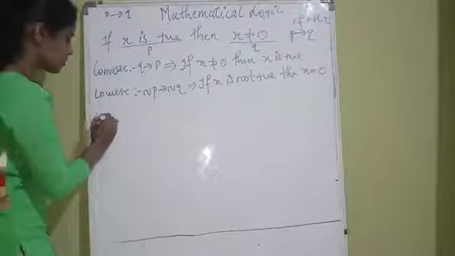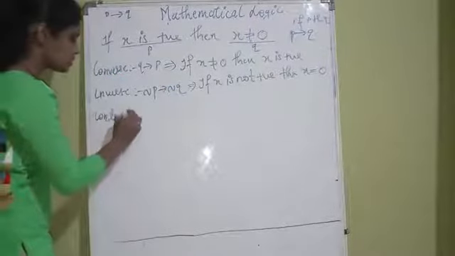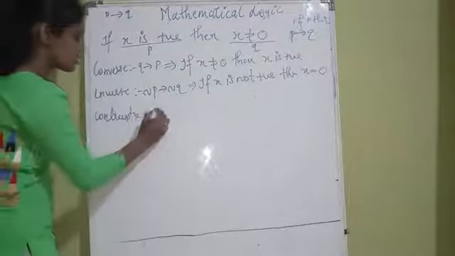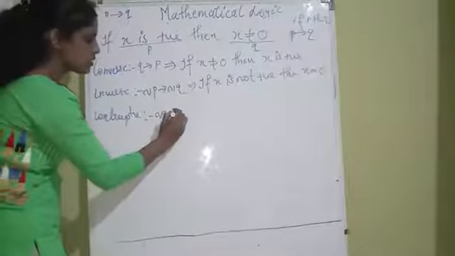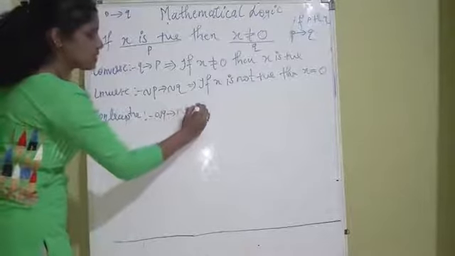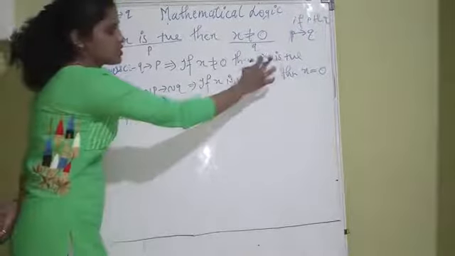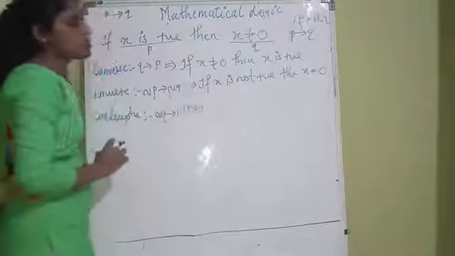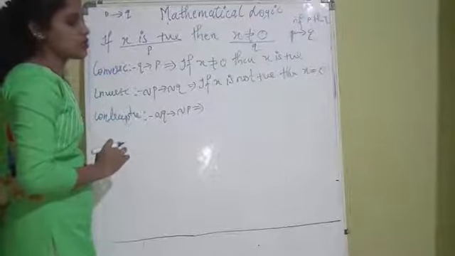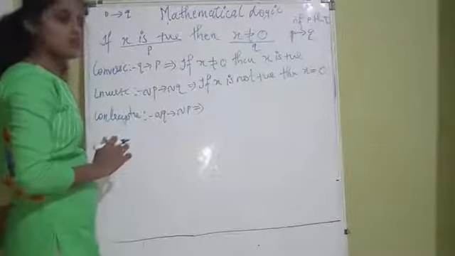Now see the contrapositive. The contrapositive is negation of Q implies negation of P. So what is negation of Q? See, this is our Q statement. Q means x is not equal to 0 and negation of Q means x is equal to 0.